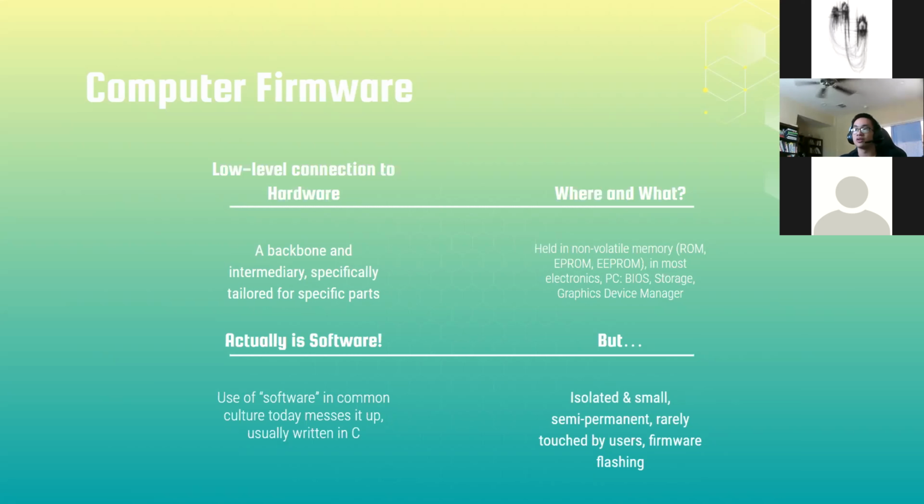You also have storage. Let's say you had some software that saved a file. You'd have to use firmware to connect to your hardware and your memory to save that file and give it instructions. You also have graphics: your graphics card also has firmware.